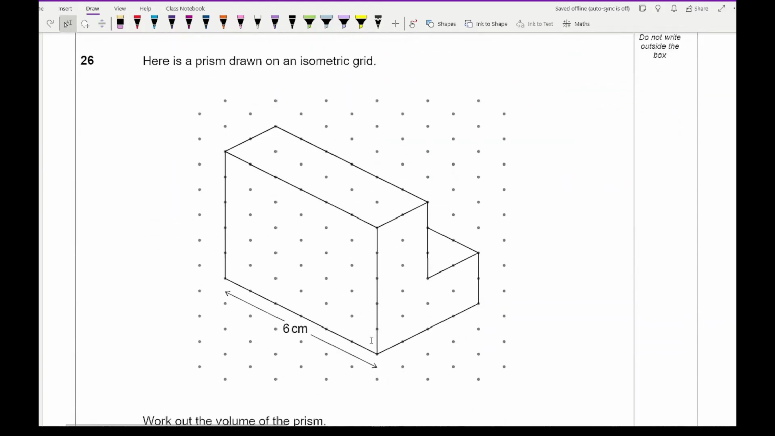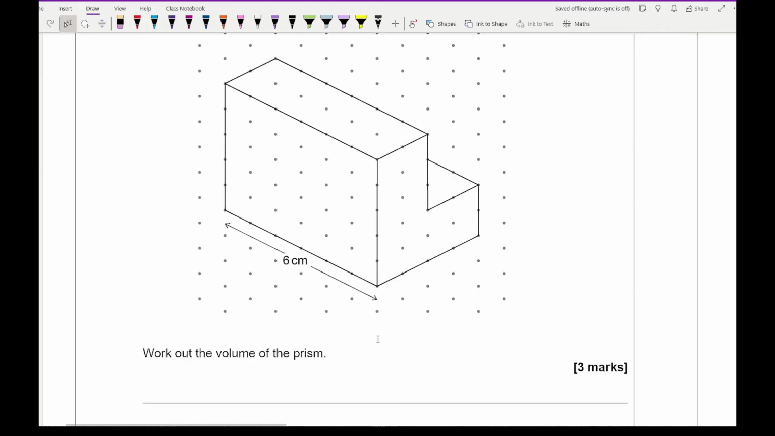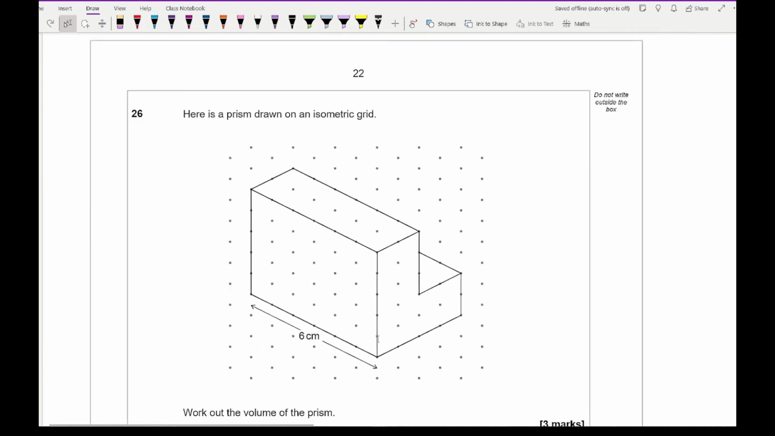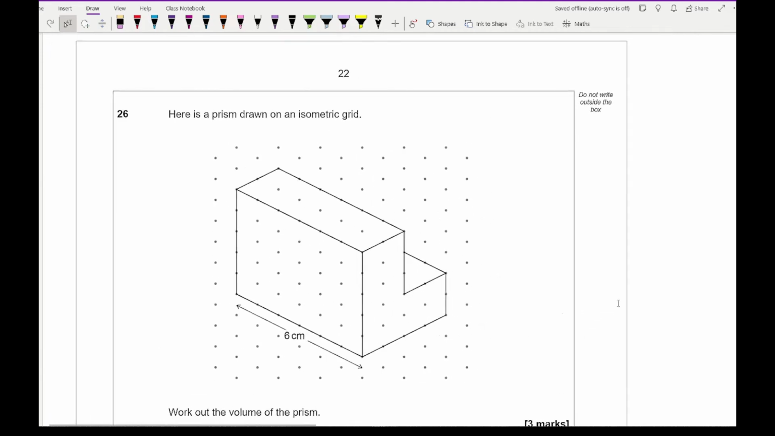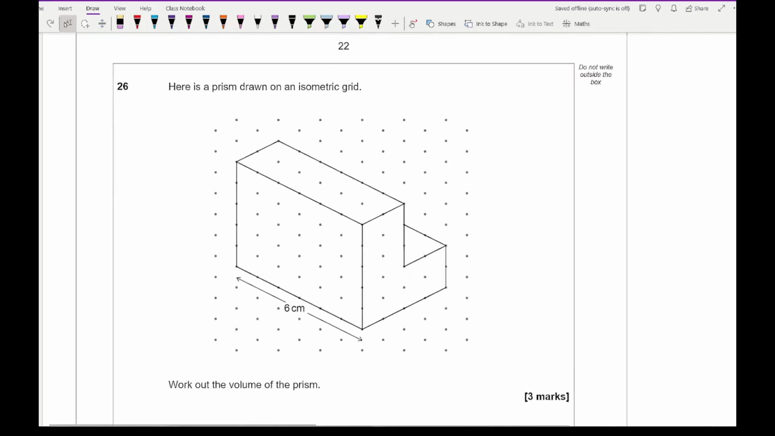Moving on to question 26, it says here is a prism drawn on an isometric grid, and the question is asking us to work out the volume of the prism. So let's just zoom out so we can see the question in all its entirety, and let me zoom in a little bit. There we go. What I would recommend is that you split this shape up into two sections. So this is our A and this is our B.